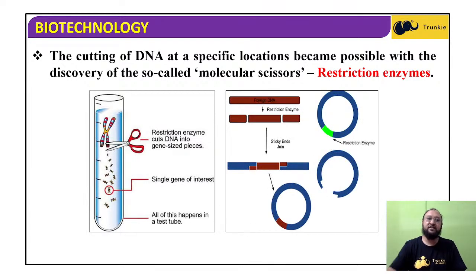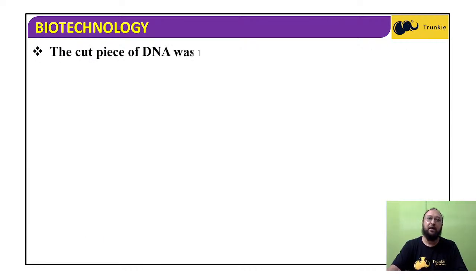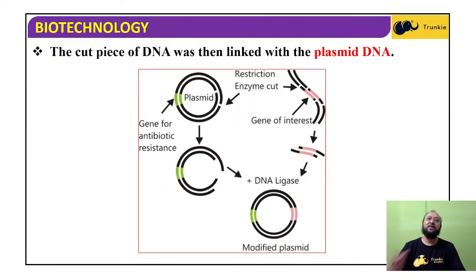Now, a restriction enzyme cuts DNA into small pieces, and a single gene of interest is considered. All of this happens in a test tube. So the restriction enzyme has cut and we got the fragments. The cut piece of DNA was then linked with the plasmid DNA.